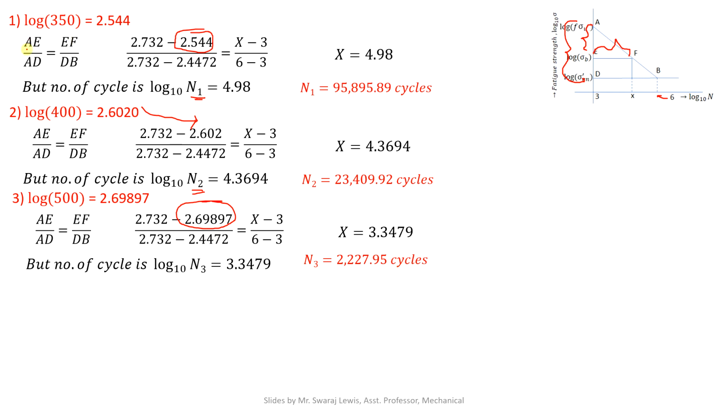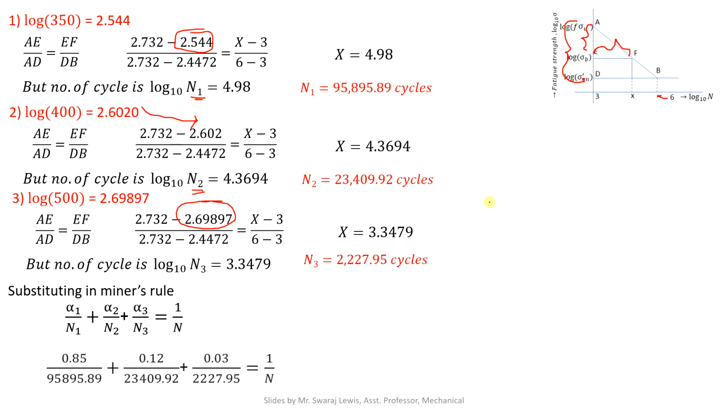But when you are applying each stress for a different fraction of time, the product may survive for various cycles. So what is the average? This average is calculated by using Miner's rule. Substituting in Miner's rule, alpha 1 by n1, alpha 2 by n2, and alpha 3 by n3, you will get 1 by N. When you calculate and substitute the various parameters, you get 1 by N. Then taking the reciprocal, we get N as 36,422.85 cycles. So this is the average number of cycles which you get after applying various loads.